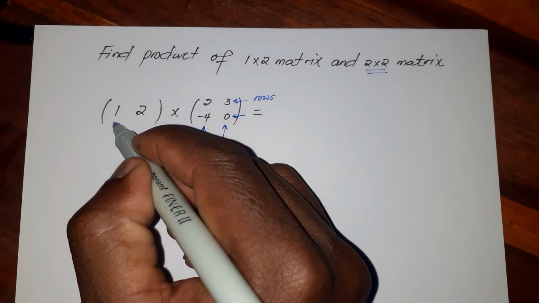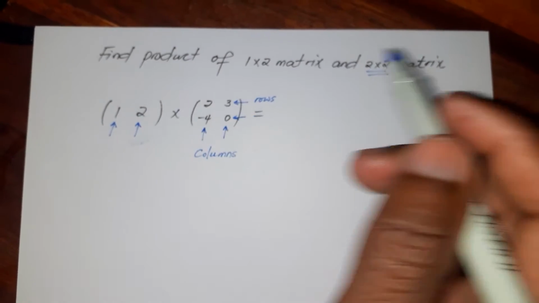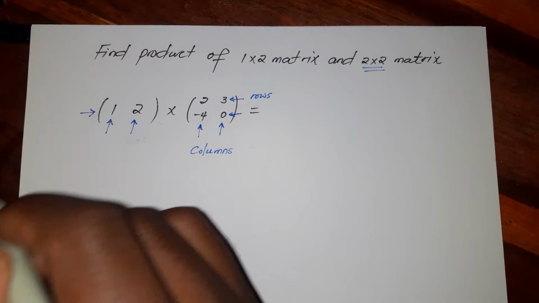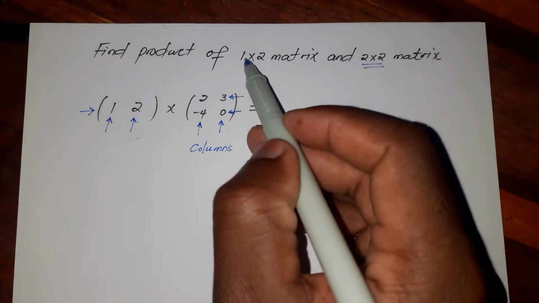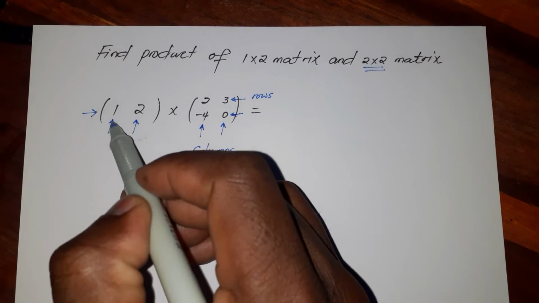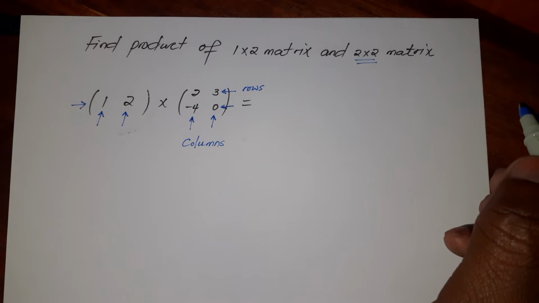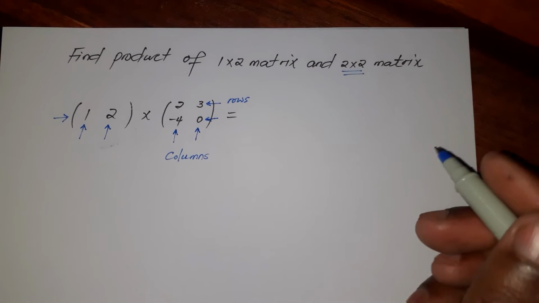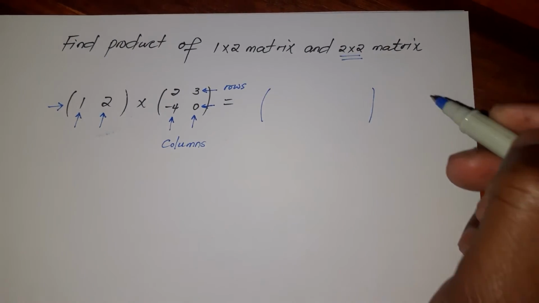While the first matrix here, we have 2 columns and we have 1 row. Therefore we say 1 by 2. 1 row and 2 columns, therefore 1 by 2 matrix. Now let's get the product. We put my brackets like that.